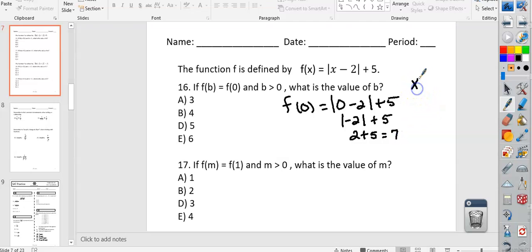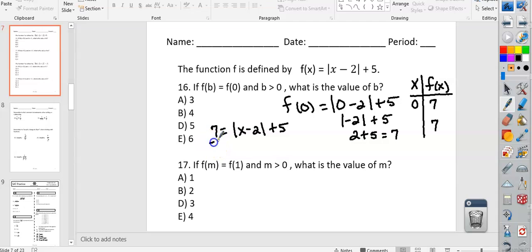On the previous problems that you did, you filled in tables for absolute values. So we could add these numbers to a table. We could say when we plug in a 0, we get a 7. Well, what they're asking us is, what would b need to be to also give us a 7? So notice, this is on the f of x side, so I need to plug in the 7 for f of x this time and solve for the x.